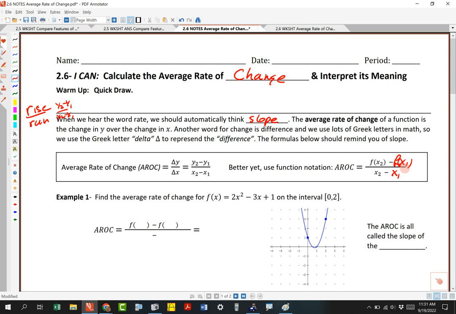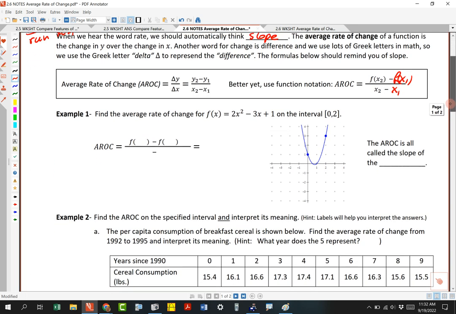So remember, f of x is the same as y. So all we've done in this little formula on the end of this box is just replace y2 and y1 with f of x2 and f of x1. All we need to know is, hey, what are my x values? Where are you interested in finding the average rate of change? And then I'll go find all the other stuff from the function. I know I need to find y's, and I'm going to find that from a function.